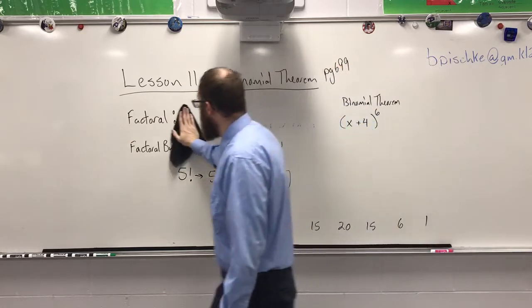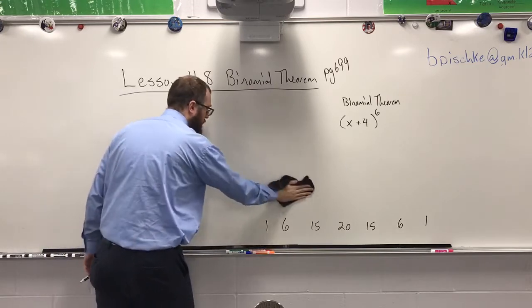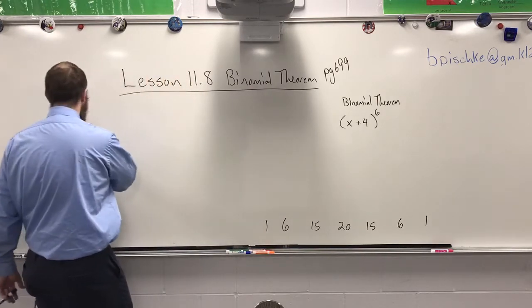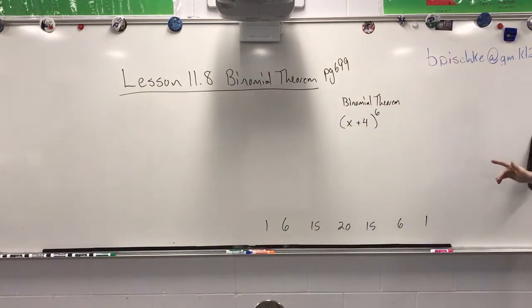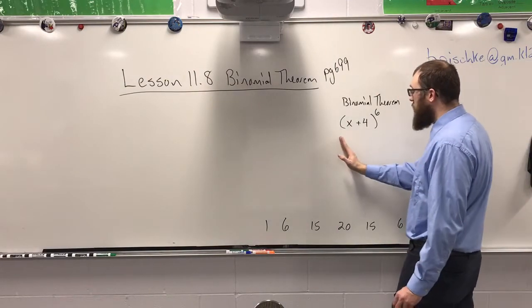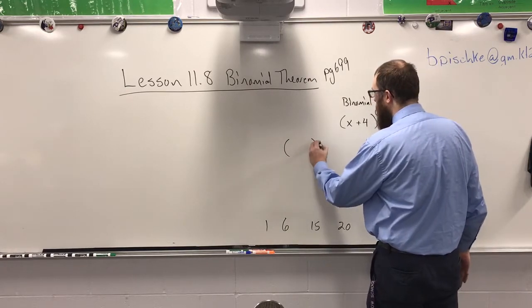So I want to look at this first problem that I put up here, which is just an example, and then I'm going to do one of the homework problems for you. My example here is x plus 4 to the 6th. If I wanted to do this the old school algebra way, I would need to rewrite x plus 4 6 times and multiply it out.